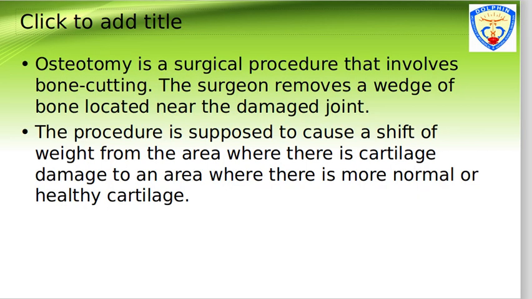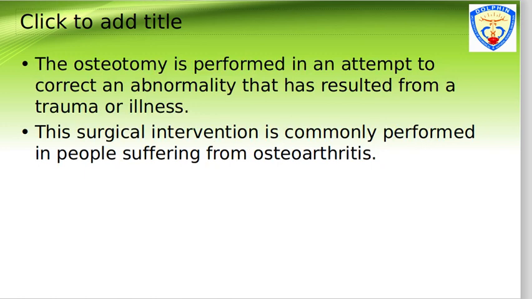So basically osteotomy is a surgical procedure that involves bone cutting, and the surgeon removes a wedge of bone located near the damaged joint. This procedure is supposed to cause a shift of weight from the area where there is cartilage damage to an area where there is more normal or healthy cartilage. And this is performed in an attempt to correct an abnormality that has resulted from a trauma or illness.